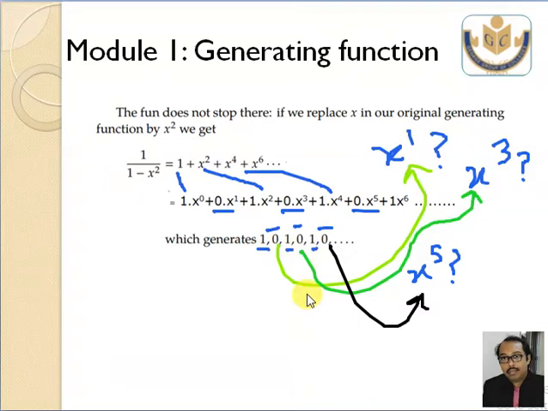Now what kind of questions will come? The sequence 1, 0, 1, 0, 1, 0 is given, and the question is, find the function that generates the sequence. The more you practice, the better you can write the answer. Or 1 by 1 minus x square will be given, and the question will be, find the sequence this function generates. I will send you one page of solution where you will get an idea how to write this in the examination.